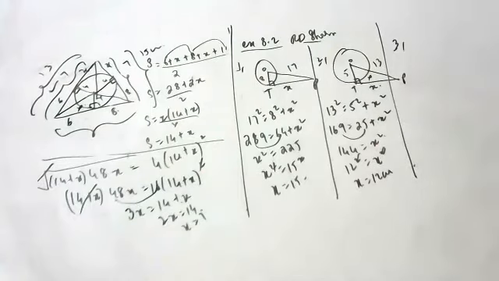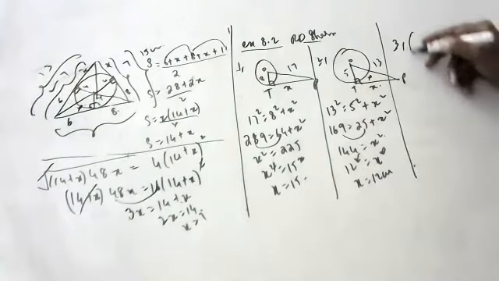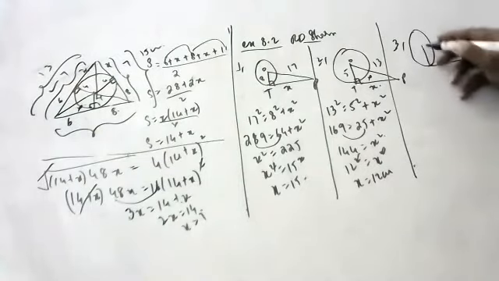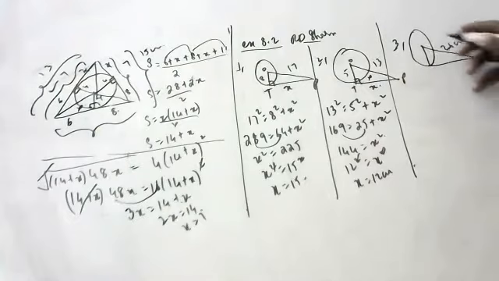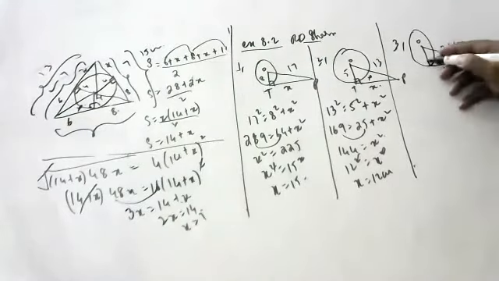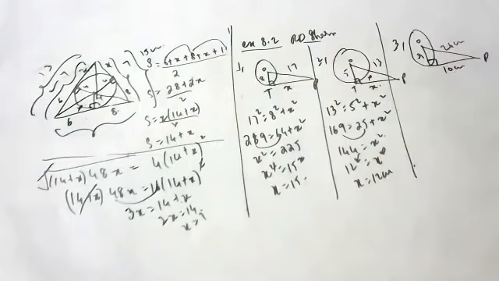Okay. Third question, children. A point P is 26 centimeters away from the center. Point P is 26 centimeters away from the center, and the length of the tangent drawn is 10 centimeters. Find the radius. You have to find the radius.